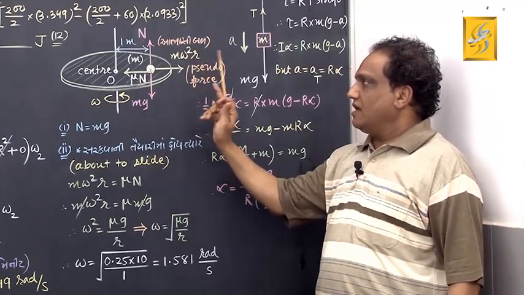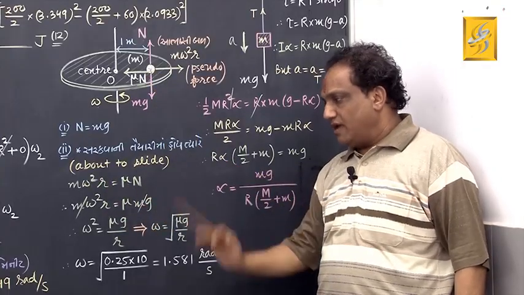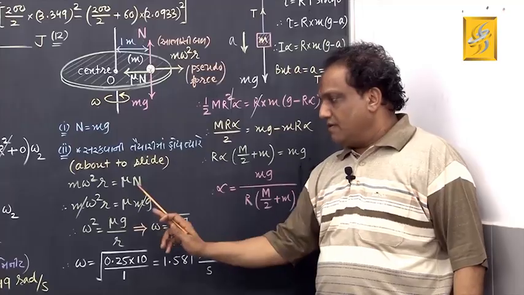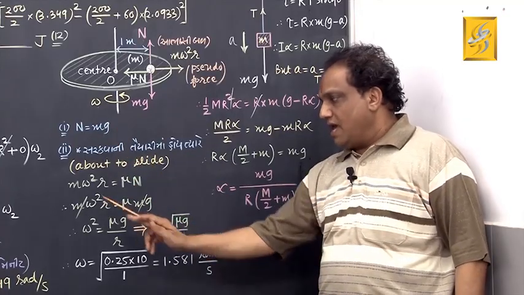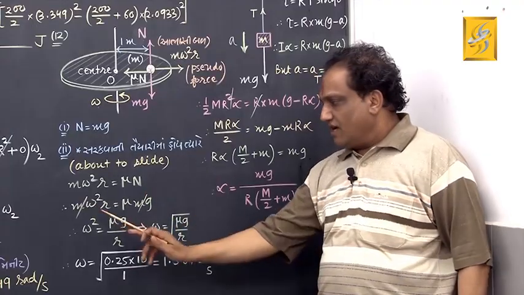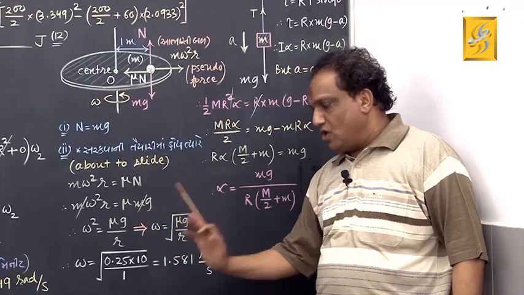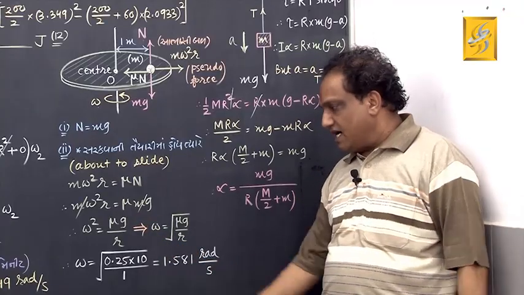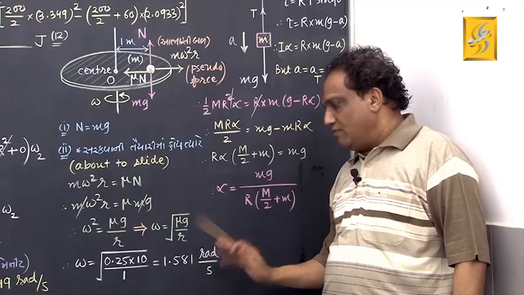m omega square r equals mu into N. Mu as it is, N equals mg. m will cancel. Find out omega square, it is mu into g upon r. Take square root on both the sides. Omega is the square root of mu g upon r.